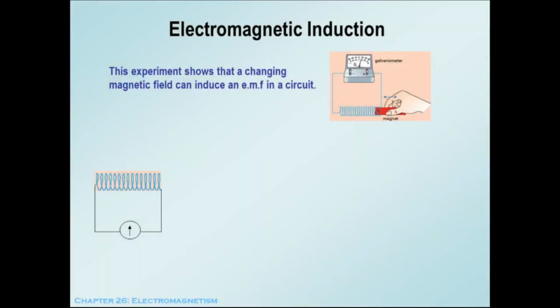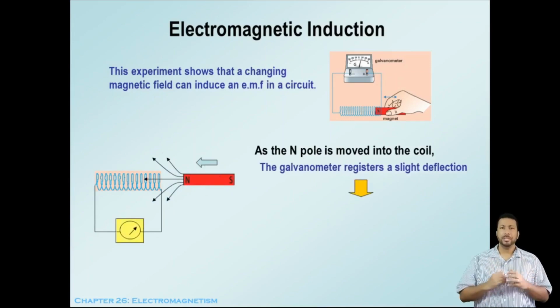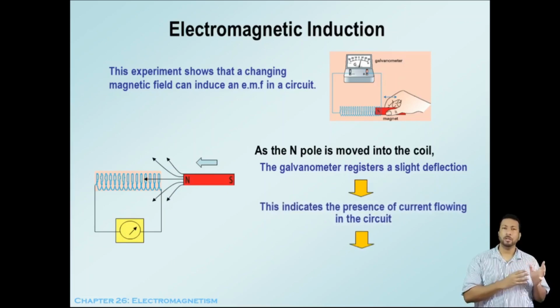An induced EMF is short for an induced electromotive force. If you take a coil of wires and push a magnet into it, such that the North Pole moves into the coil, then the galvanometer connected to the circuit will register a slight deflection, meaning the pointer will move to one side. The galvanometer, as you may recall, is a device that can measure tiny amounts of current, and it can also tell you which direction the current is flowing based on the pointer.